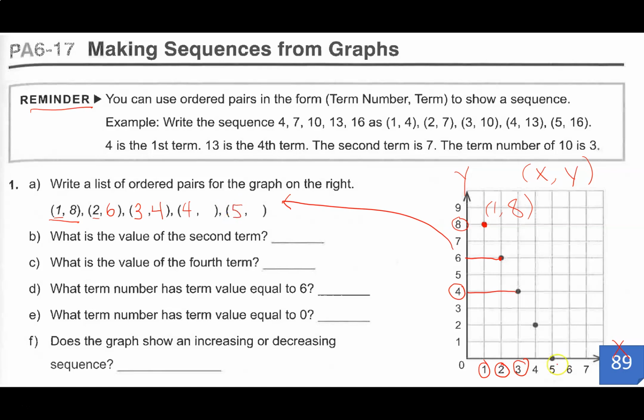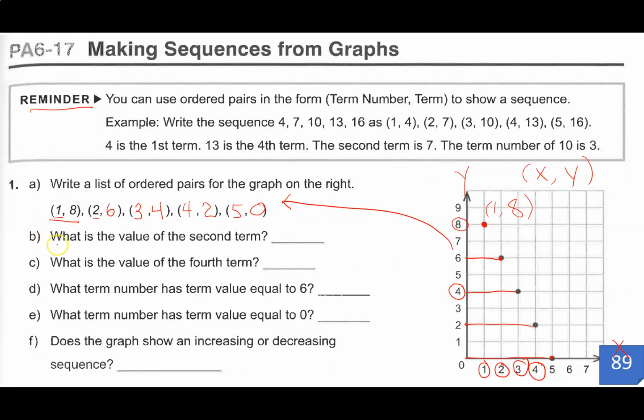All right, let's see what y equals when x is 4. It's 2. And when x is 5, this one is sometimes tricky. What is that y value there? That's right, it's 0. All right, let's try B and C, and then you can finish the question by yourself.